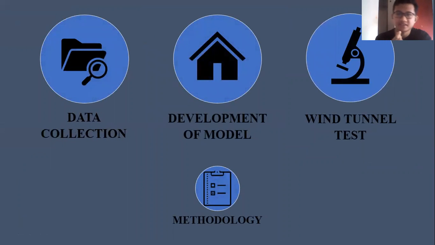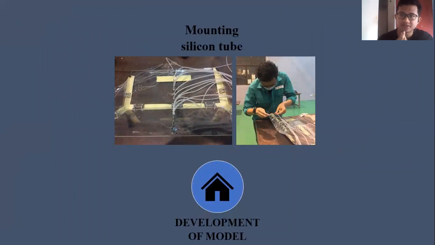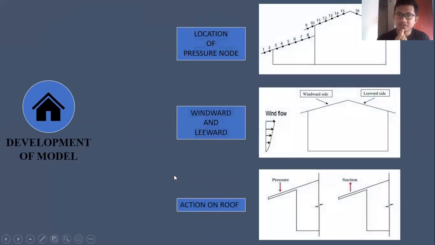Okay, the next stage is development of the model. This is the process of mounting the silicon tube. The silicon tube is connected to the pressure node. This is the pressure node. There are 22 pressure nodes that have been installed at the roof. This is the location of the 22.